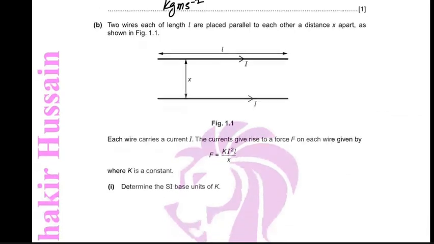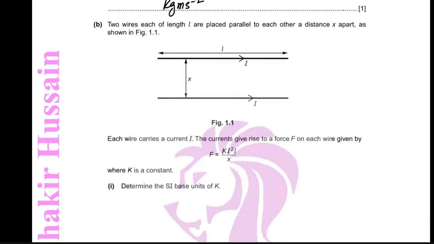Two wires each of length L are placed parallel to each other at distance x apart as shown. Each wire carries a current I. The currents give rise to a force F on each wire given by this equation. So this is the equation of the force. Now K is a constant, you need to determine base units for K.